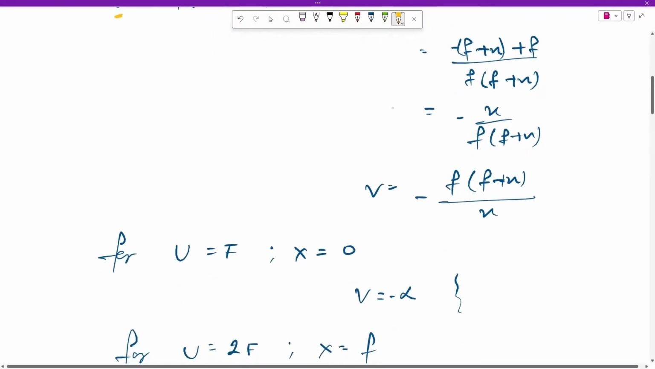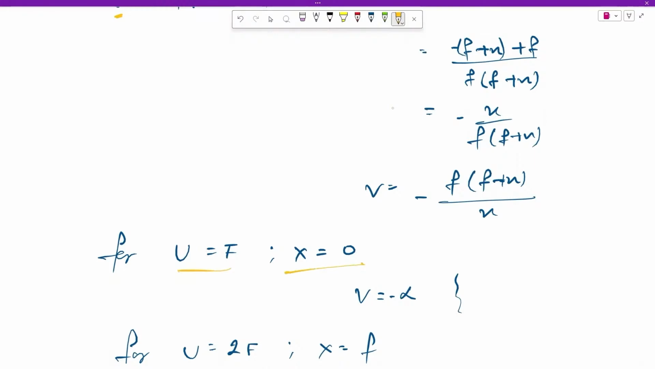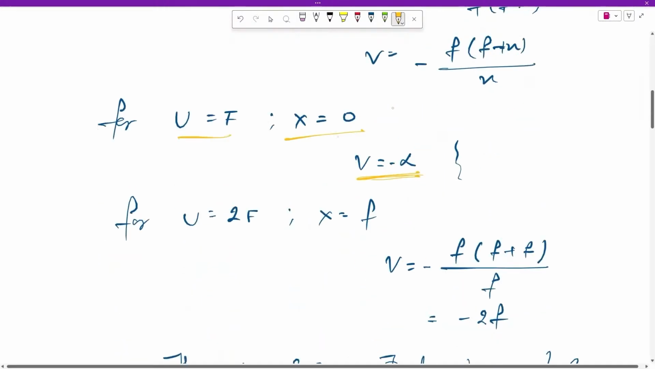Now in the question, it was an object placed between f and 2f. That is, when the object is at f, x would be equal to 0. So using this x equal to 0 in this expression, we will get a value of minus infinity, that is v tends to minus infinity. And when the object is at 2f, x will be equal to f.